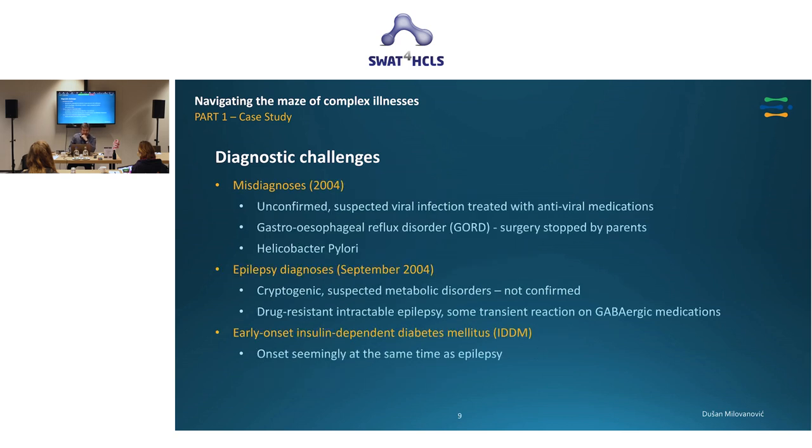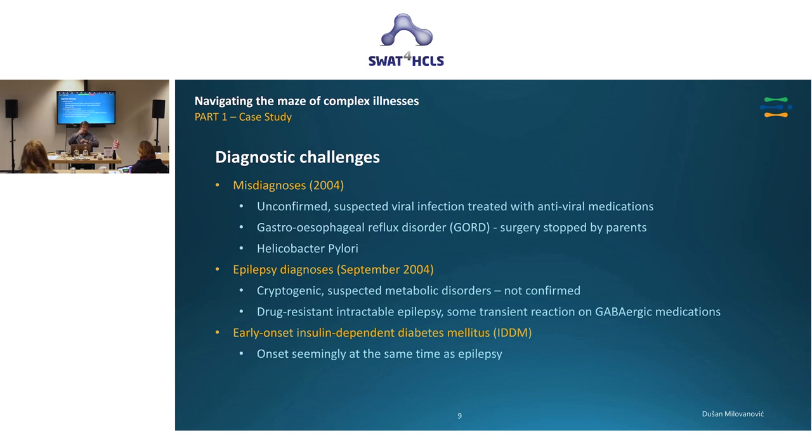So before coming to the breakthrough, a few more pieces of information that should paint the picture. There were some misdiagnoses as well. Again, I mentioned a suspected but never confirmed viral infection was treated with antiviral medication. Actually, at the beginning, when she got antiviral medication, she would not even have these seizures or felt much better than when they stopped. Then she goes back to having this vomiting and symptoms. So it was really strange.